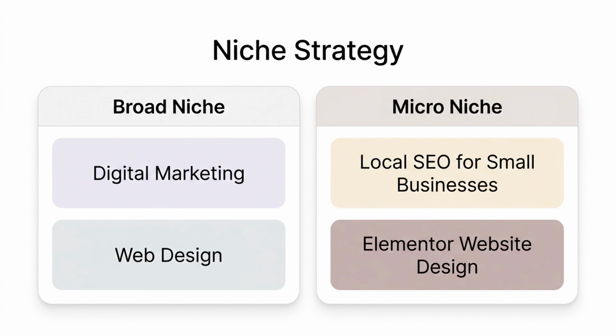Moving into strategy, you must clearly define your niche. A niche is your specific market focus. For example, digital marketing or web design are broad niches. They are highly competitive and very general. A micro niche, on the other hand, is highly targeted, like local SEO for small businesses or Elementor website design. Selecting a micro niche allows you to establish authority much faster because you are solving a very specific problem.